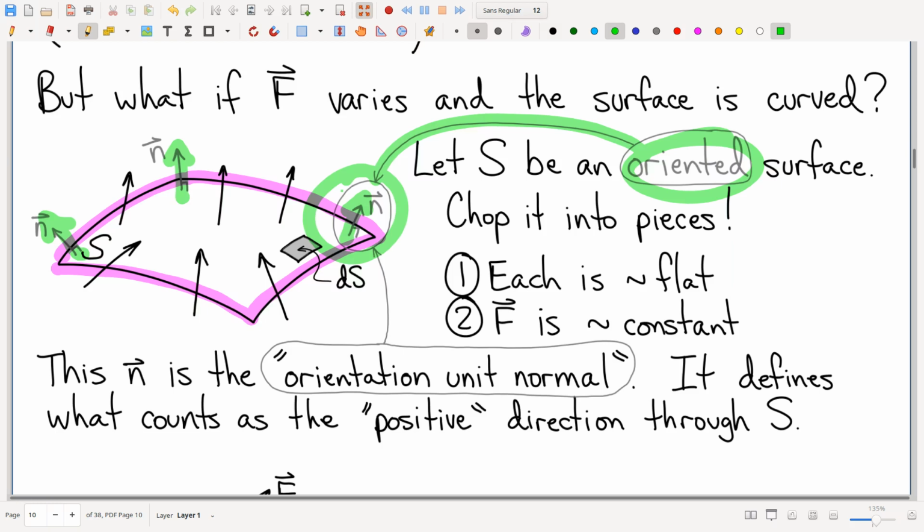So this is called an orientation. It's just, again, an arbitrary choice of which direction we want to call the positive direction through the surface. Does not have to be upward. There's nothing magic about upward.